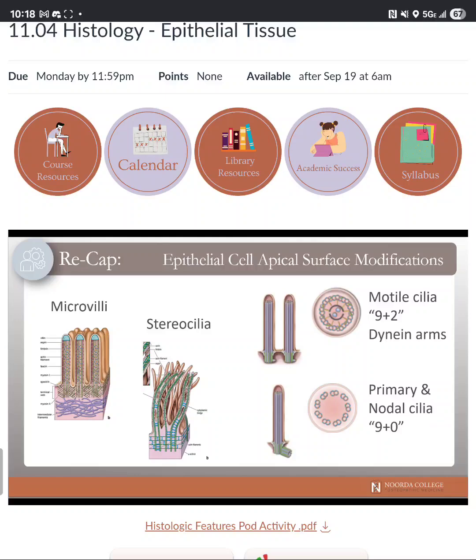So just to recap, we've discussed microvilli and stereocilia in the previous lecture. Today we talked about motile cilia, primary and nodal cilia. So do know the comparison and contrast not only of the structures, but of their unique functions.